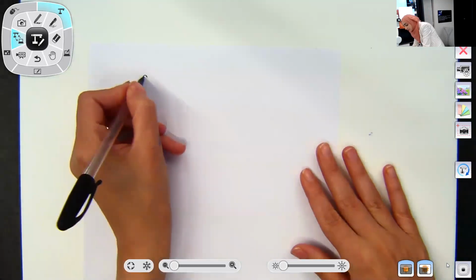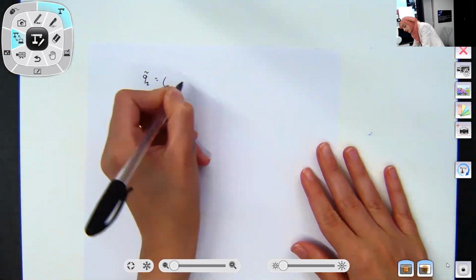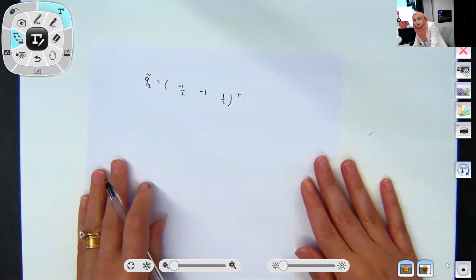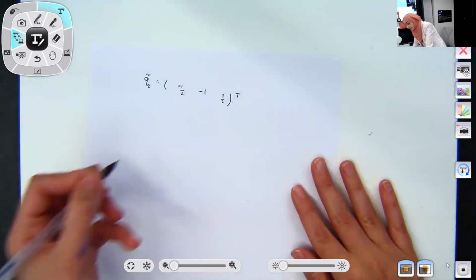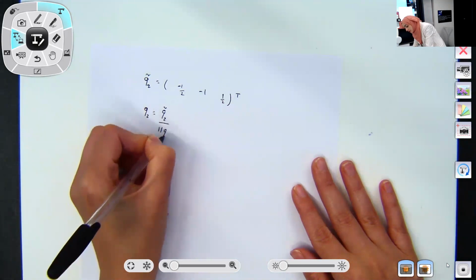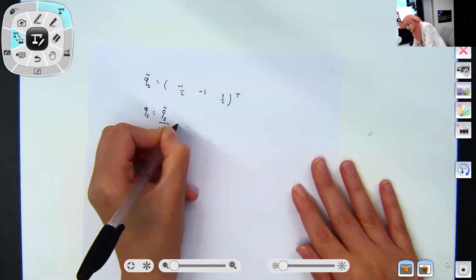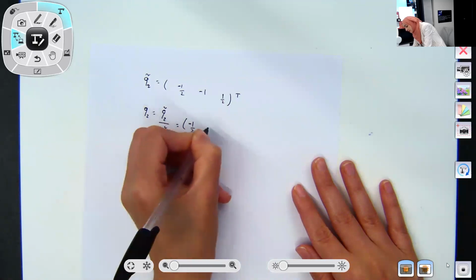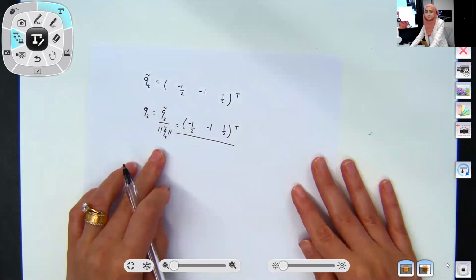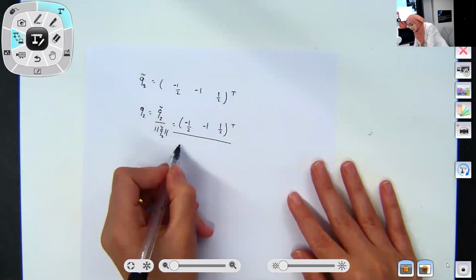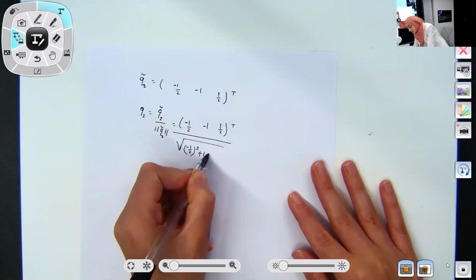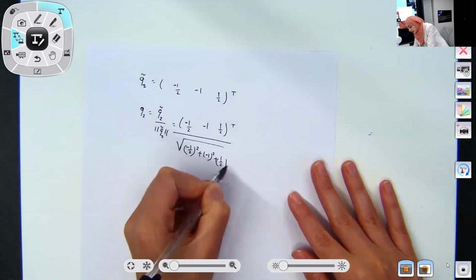Here we have q2 tilde equal to minus a half, minus 1, and a half, transpose. So to find the value of q2, it's equal to the vector q2 tilde divided by the norm of q2 tilde. This is equal to minus a half, minus 1, and a half, transpose, divided by the norm of this vector. To find the norm, this is equal to the square root of minus a half to power 2 plus minus 1 to power 2 plus a half to power 2.